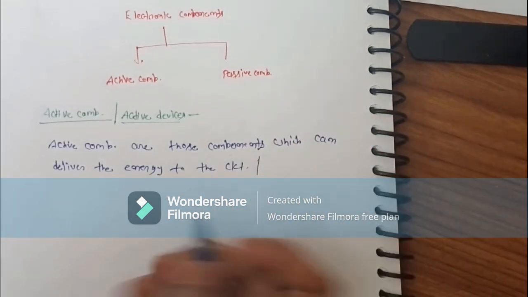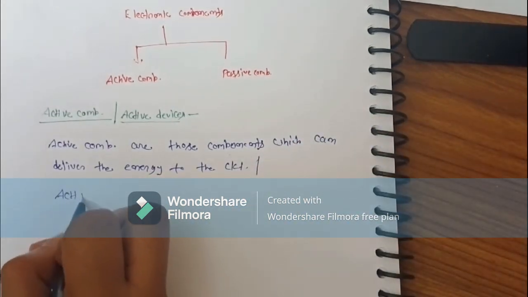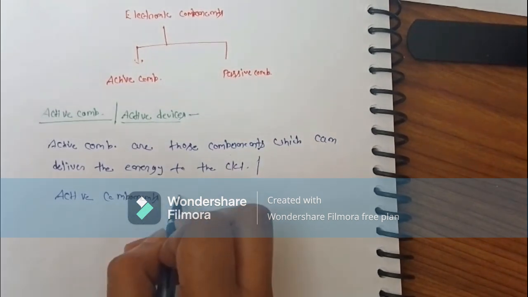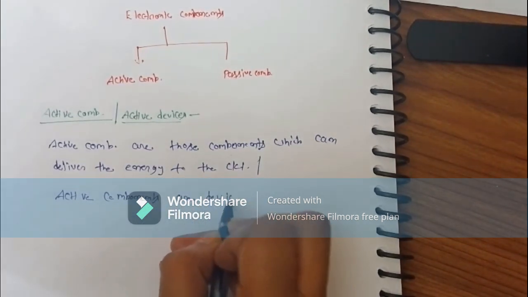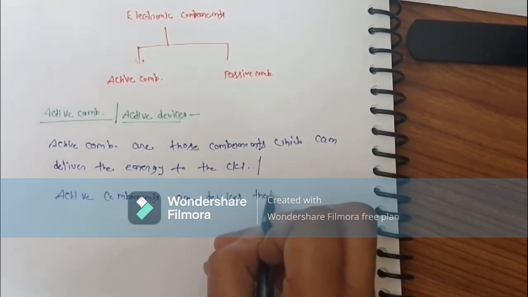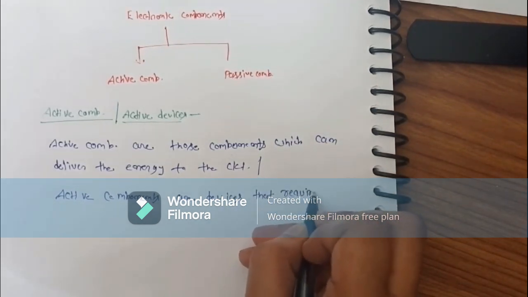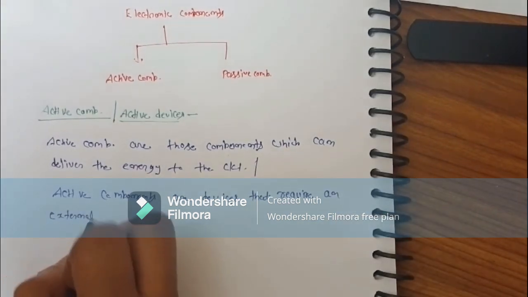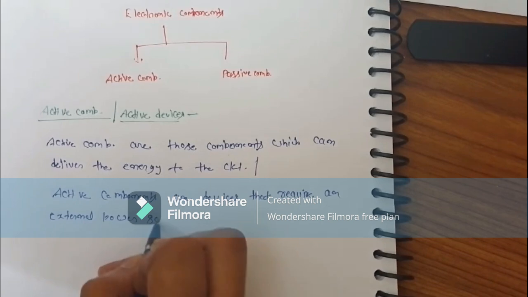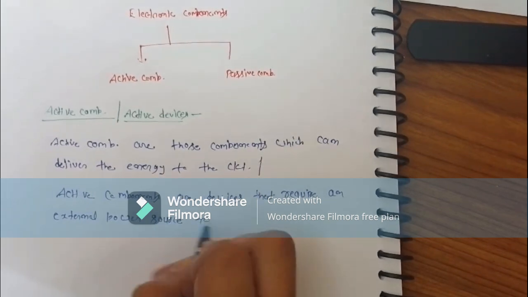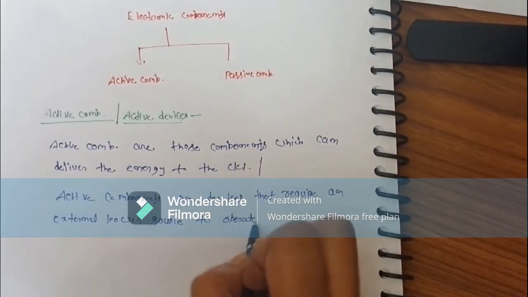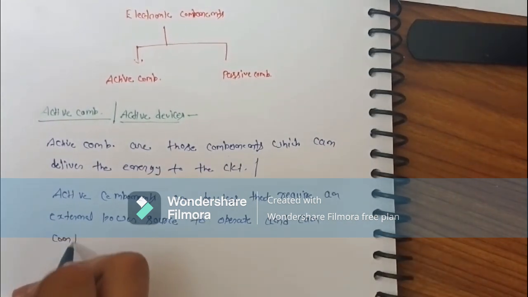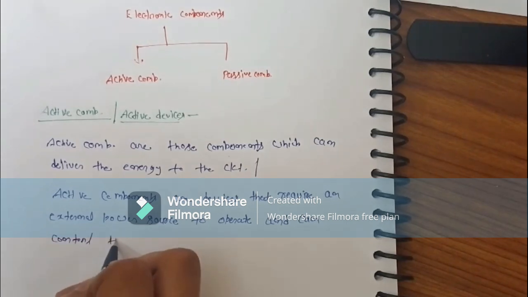और इसका दूसरा डिफिनीशन है एक्टिव कंपोनेंट्स are devices that require an external power source to operate and can control the flow of the current.